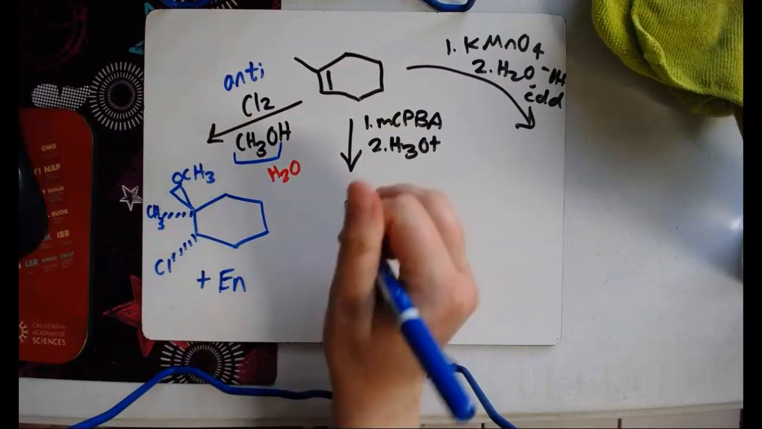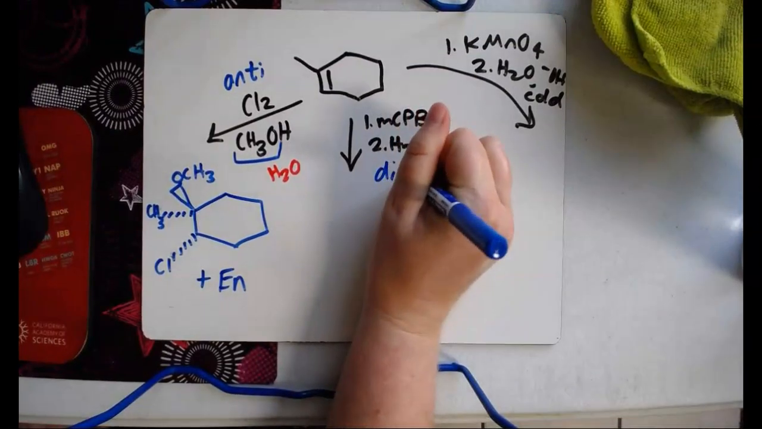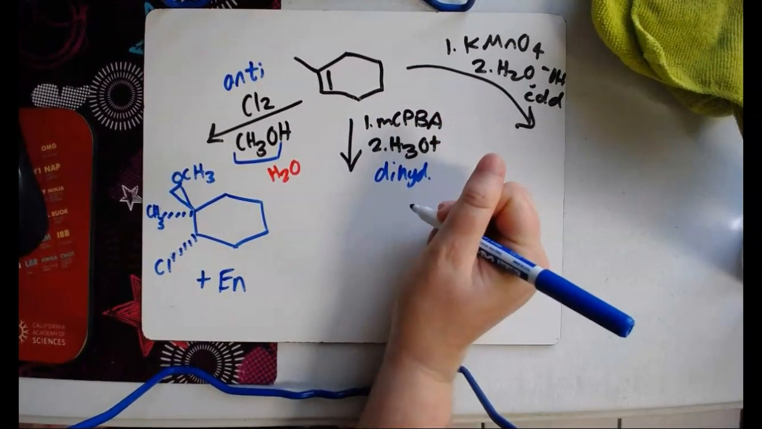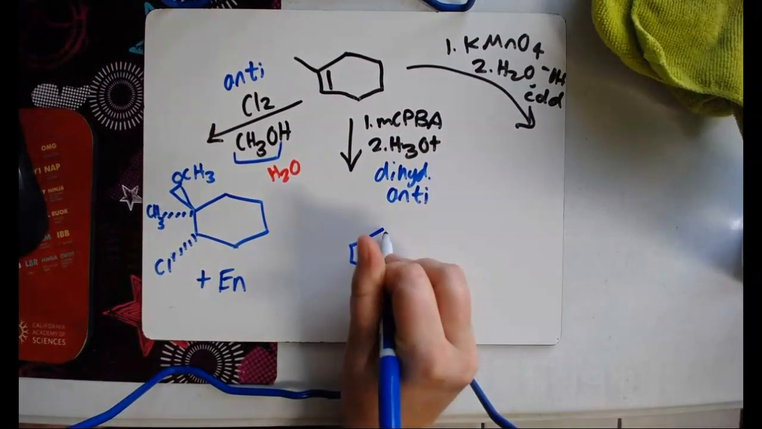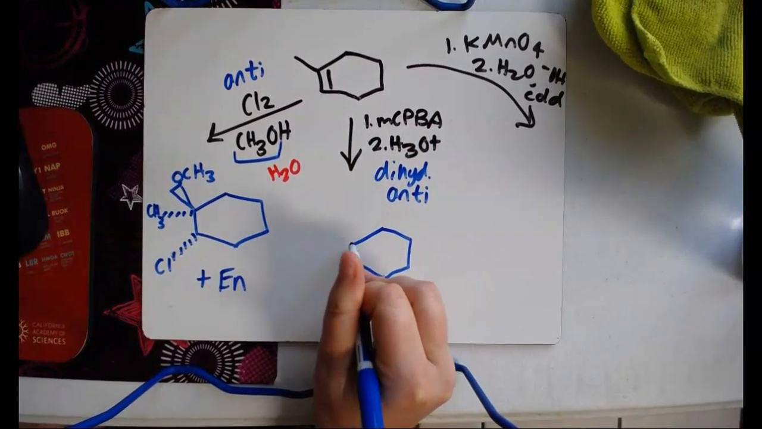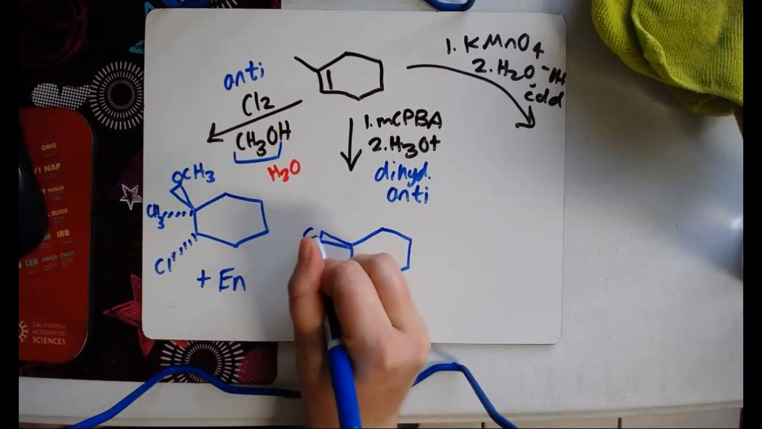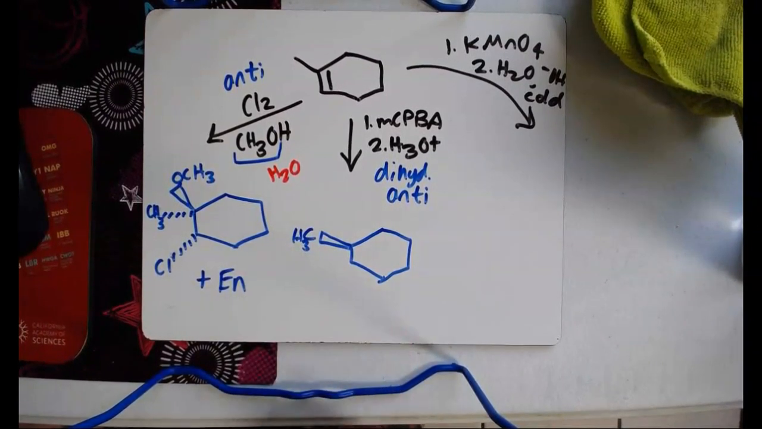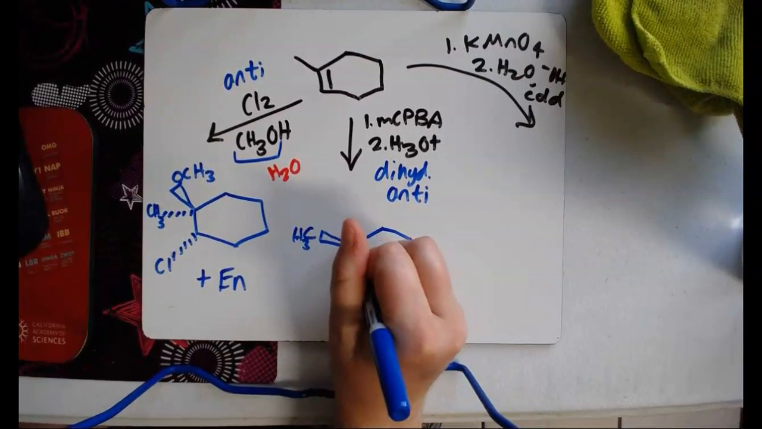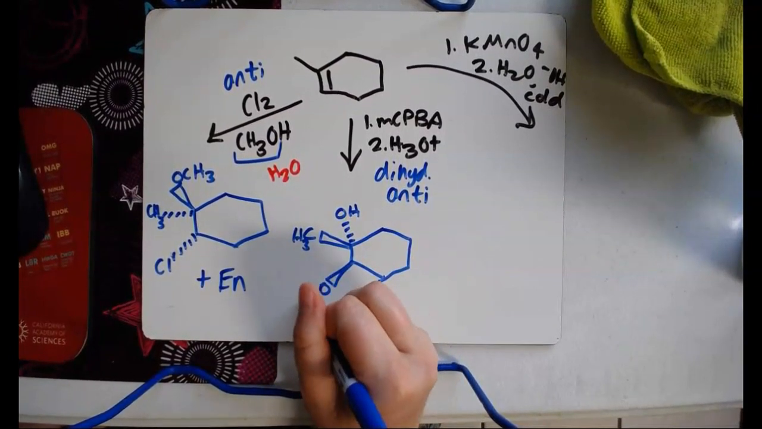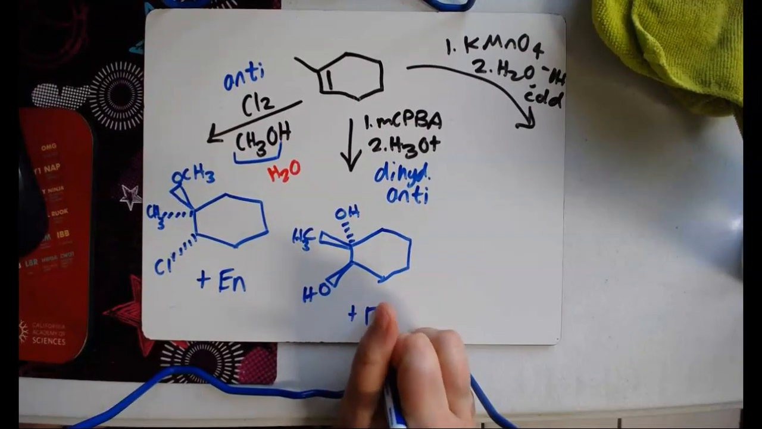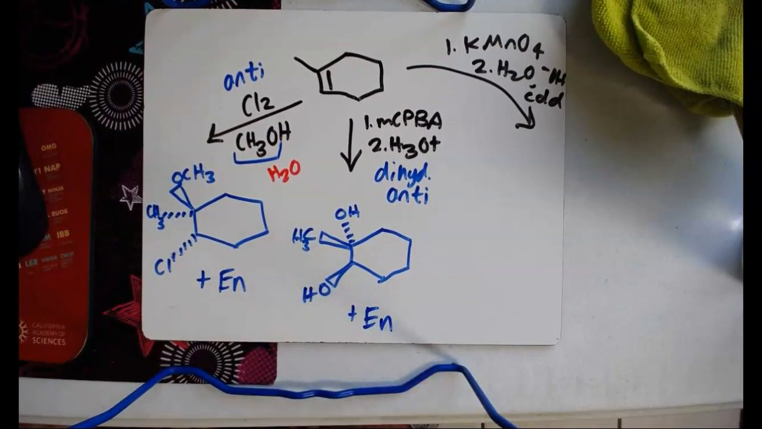With MCPBA, we know that we're making a dihydroxyl, and we know that it's going to be anti addition. So here is my ring, and I'm going to put my methyl on a wedge. It really doesn't matter what you do because it will form the enantiomer. So that means my alcohol here will be on a dash, which means my other alcohol will be on a wedge. And again, plus the enantiomer.